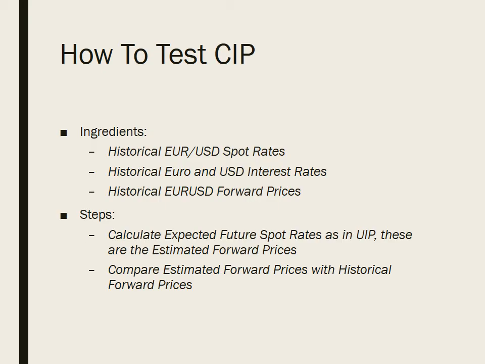The covered interest rate parity condition is tested in a similar way. We need historical euro-dollar spot rates, historical euro and dollar interest rates, and historical euro-dollar forward prices. The first step is calculating expected future spot rates as in the UIP condition, as these represent estimated forward prices. Second, we compare the estimated forward prices with the historical forward prices.